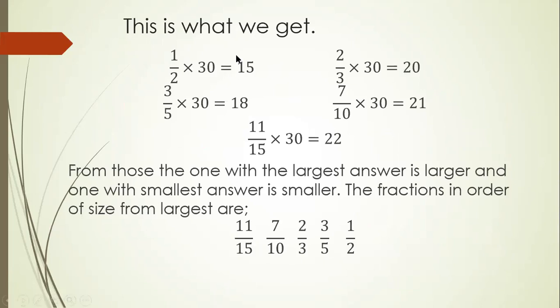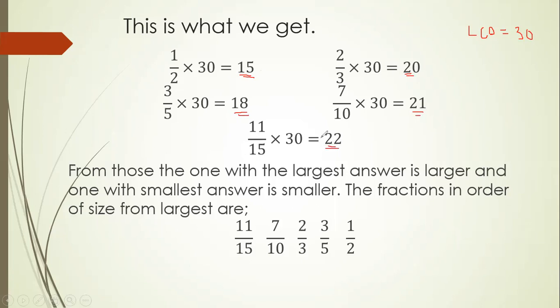First of all, we determine the lowest common denominator, because the denominators are 2, 5, 3, 10, and 15. The lowest common denominator of all those fractions is 30 if it is to be calculated. So we multiply each of these fractions with 30. You can see for a half, we get 15, for 3 out of 5, 18. This one gives 20, 7 out of 10 gives 21, and 11 out of 15 gives 22.